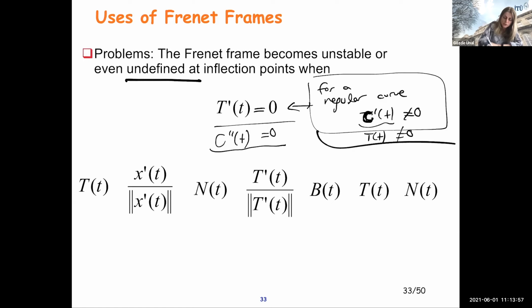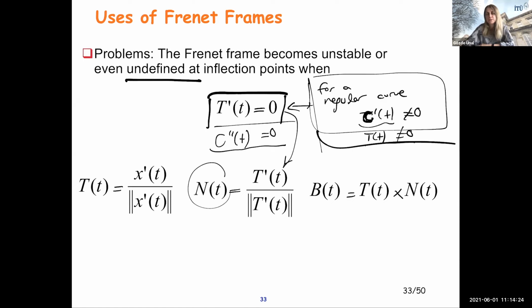What are the other equations here? T is this guy. We know the normal; if T prime is zero, the normal can't be defined. That's a problem. And then the binormal is not definable either, since I can't define the binormal if I can't define the normal. So you see, this would not be enough. For a regular curve, we said T never becomes zero, but I also want T prime of t not zero.